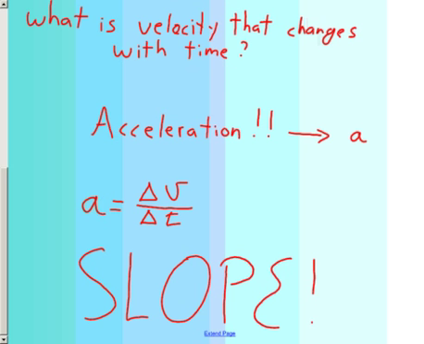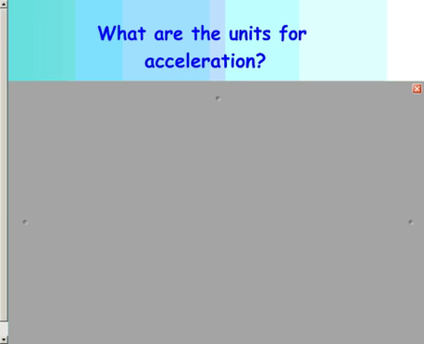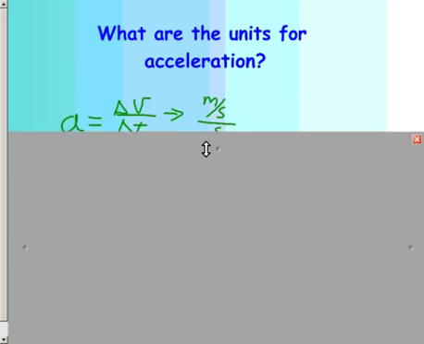So, before we move on, I'm going to take a quick second and cover one thing. We got to talk about the units on acceleration. So let's see what we have.